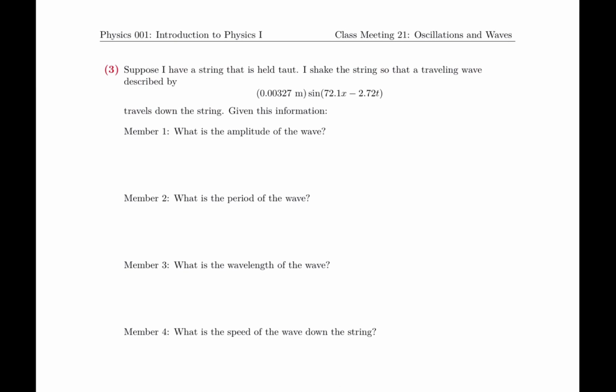Suppose I have a string that is held taut. I shake the string so that a traveling wave is described by this. Given this information, what are a bunch of things? So remember, for a traveling wave, you can write this as some amplitude times sine of wave number times position minus angular frequency times time.